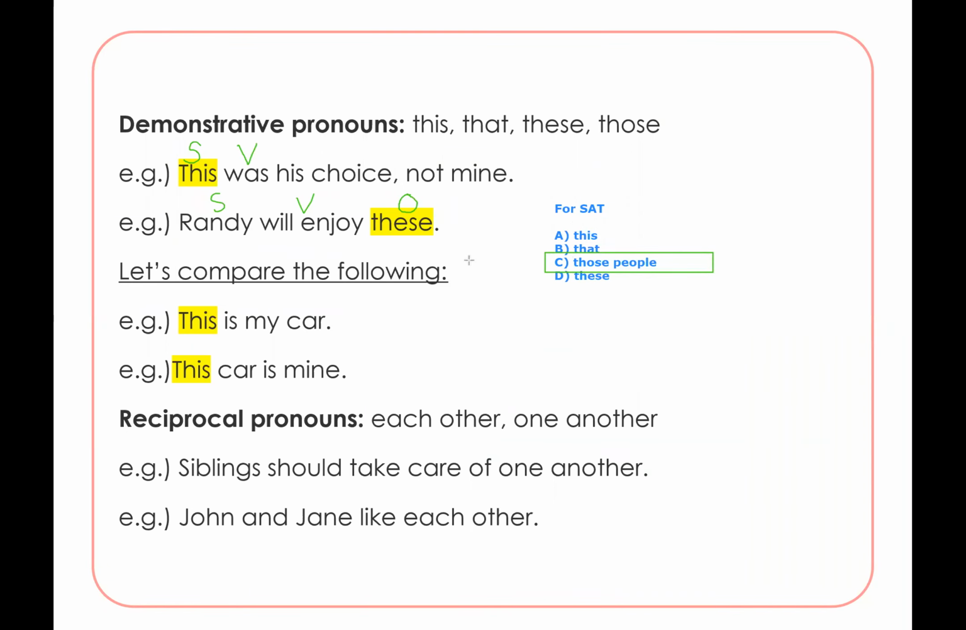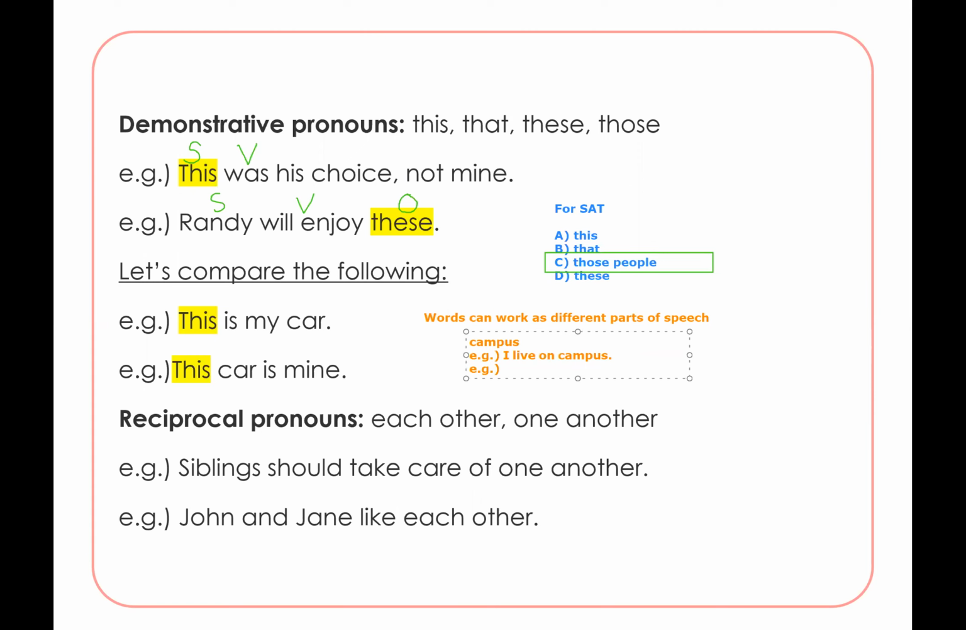All right, and let's compare the following, right? In the next 2 sentences, this is my car and this car is mine. So keep in mind that a lot of words can work as different parts of speech. So one example would be some words that function as noun, but at other times they can function as adjective. So let's say today campus, right? I live on campus. In this case, campus is a noun and it's functioning as the object of the preposition.